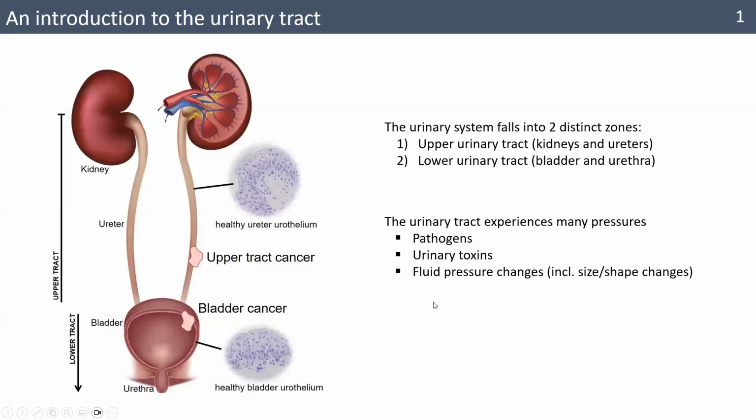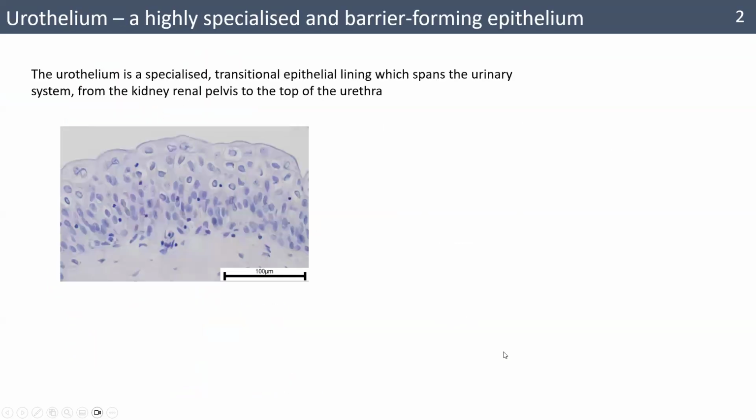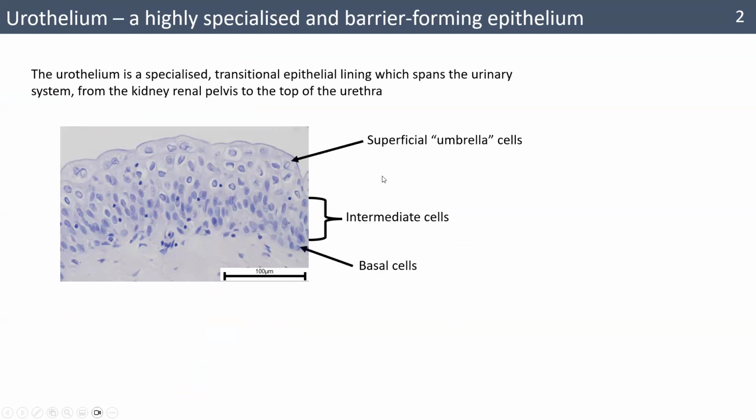Now, the tissue that we really care about when we're thinking about the cancers that arise within the urinary tract is the urothelium. The urothelium is a highly specialized epithelial layer that lines the whole urinary tract from the inside of the kidneys all the way down to the top of the urethra. There's an H&E image here showing different layers of the urothelium. In this case, the lumen, where the urine would be, is at the top. That's typically how we orient any of our histology slices.